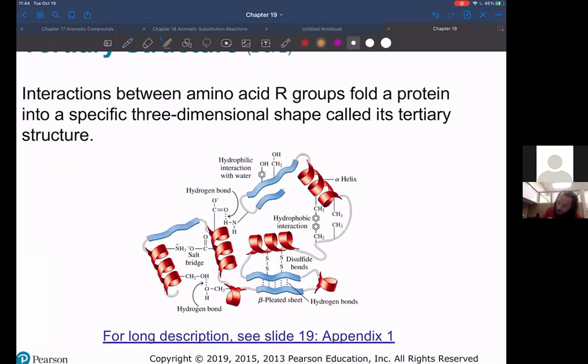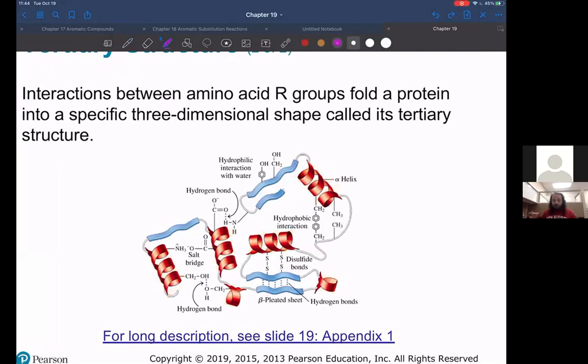First of all, we can see all these different secondary structural elements. We've got these alpha helices I just colored in orange, and we have these beta pleated sheets that I just colored in pink, right? So those are those secondary structural elements that occur because of hydrogen bonding within the backbone of the protein.